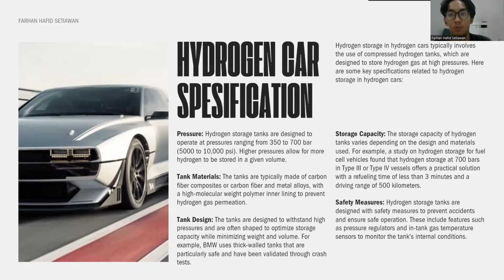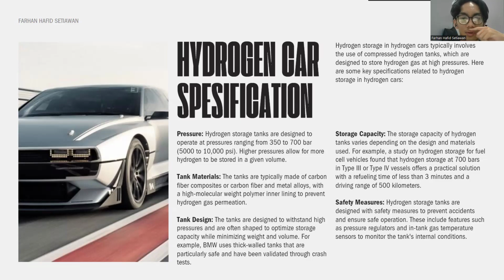In this video, I focus on hydrogen car specifications. Hydrogen storage in a hydrogen car typically involves compressed hydrogen tanks, which are designed to store hydrogen gas at high pressures. Here are some key specifications related to hydrogen storage in the car. The first is pressure. Hydrogen storage tanks are designed to operate at pressures ranging from 350 to 700 bar. Higher pressures allow more hydrogen to be stored in a given volume.